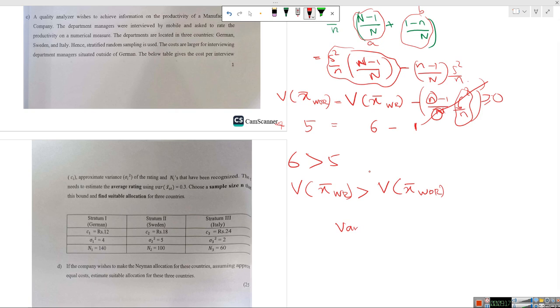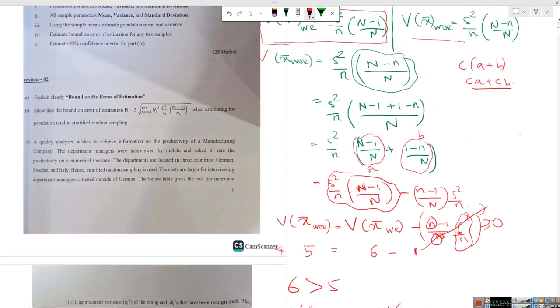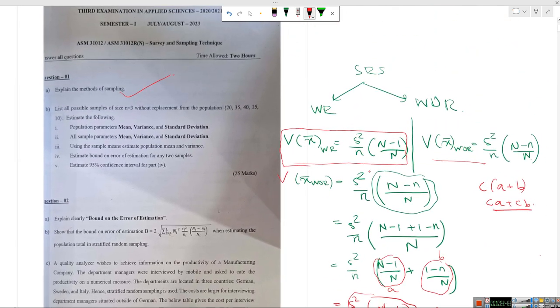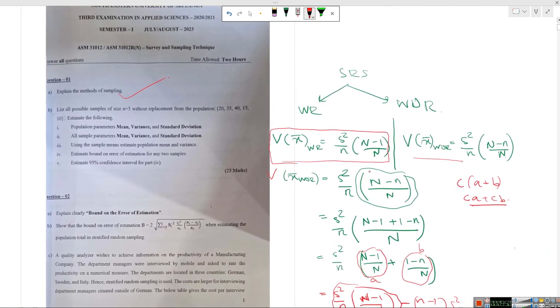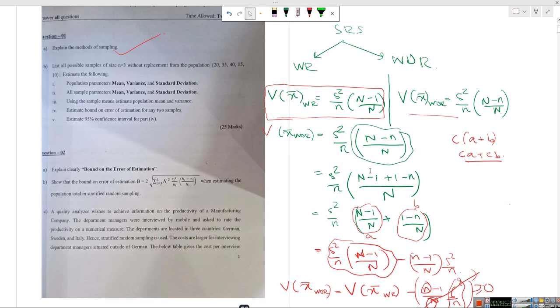So if variance increases, then efficiency decreases. Efficiency of that method decreases. So what can you conclude? Without replacement method of drawing sample in simple random sampling techniques is more efficient than with replacement. Okay, so that is what we have to know apart from this question, right? I have just explained a theory part. Sometimes this might be asked in your examination also.